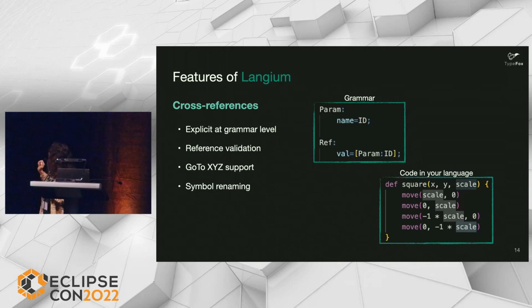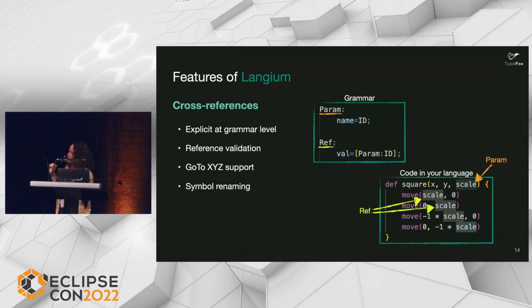And here is another code snippet, code in your language. This is how it can look. In this code snippet, you have a function. We want to have a function in our language. It's called square, and it takes three parameters. One of these parameters is scale, and this is exactly a parameter. It will be parsed by the parser rule parameter.